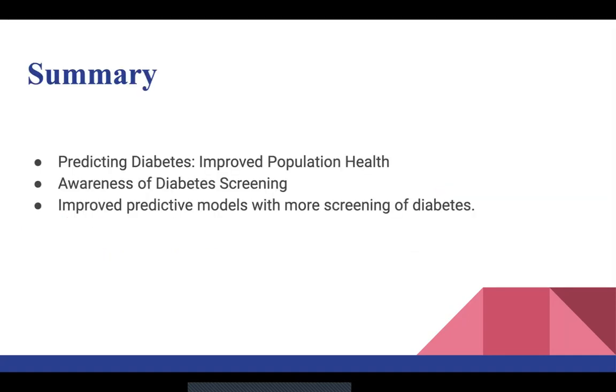And lastly, we have the summary. The diabetes predicting model can be used for improving the overall population health. It also makes patients aware of diabetes screening, and with more and more use of predictive models, it will improve the screening of diabetes in the long run.